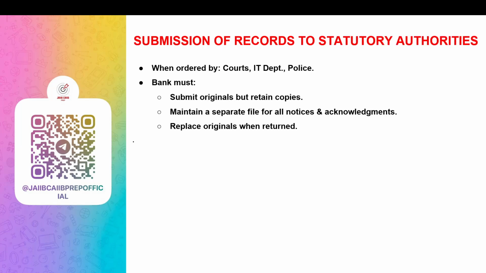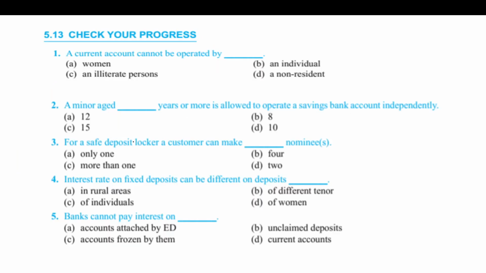Submission of records to statutory authorities. If a court or government authority asks for certain documents, then the bank must submit original records if needed. Keep photocopies before submitting originals. Maintain a separate file for such notices. Keep the acknowledgement received from authorities safely. And when originals are returned, put them back in the official records.